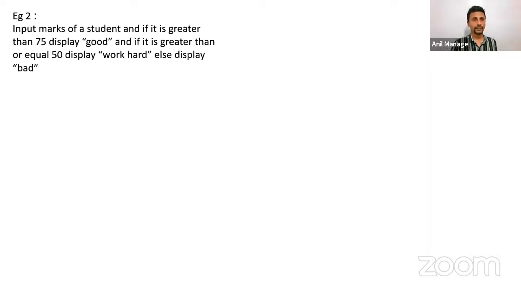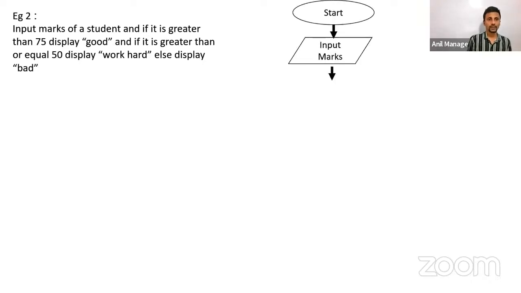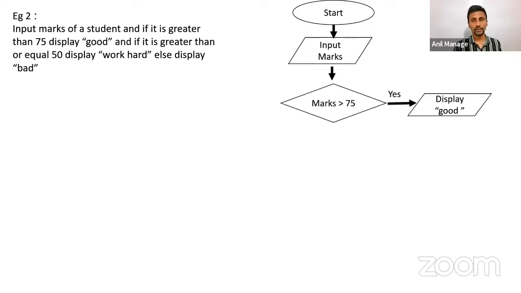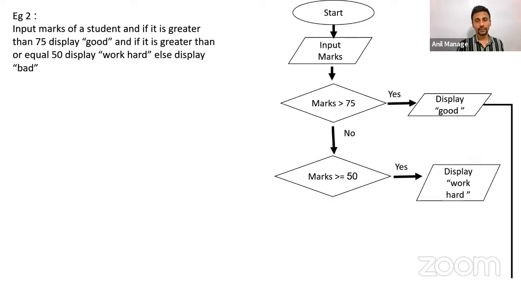Okay, then we'll see another one. Input marks of a student, and if it is greater than 75, display good. Greater than or equal 50, display work hard. Otherwise, display bad.